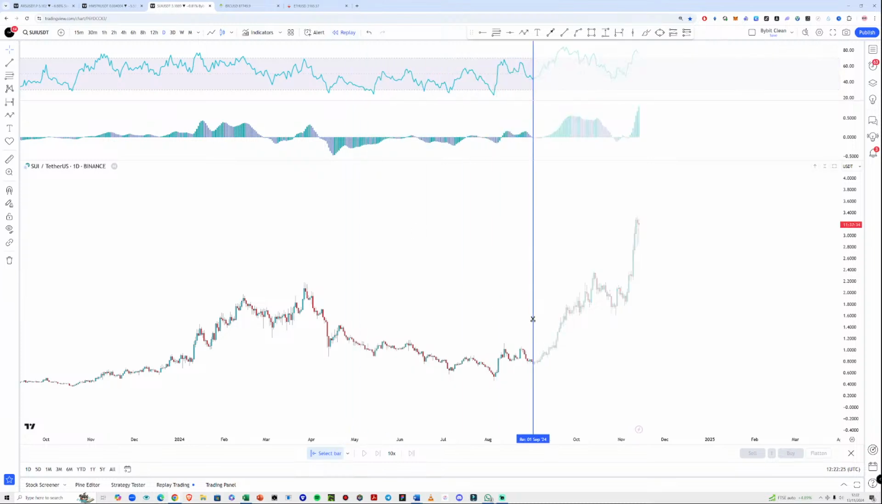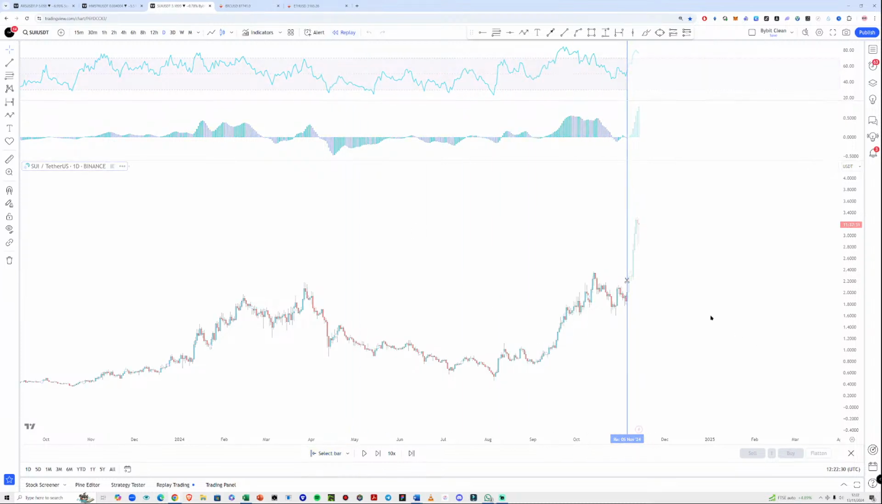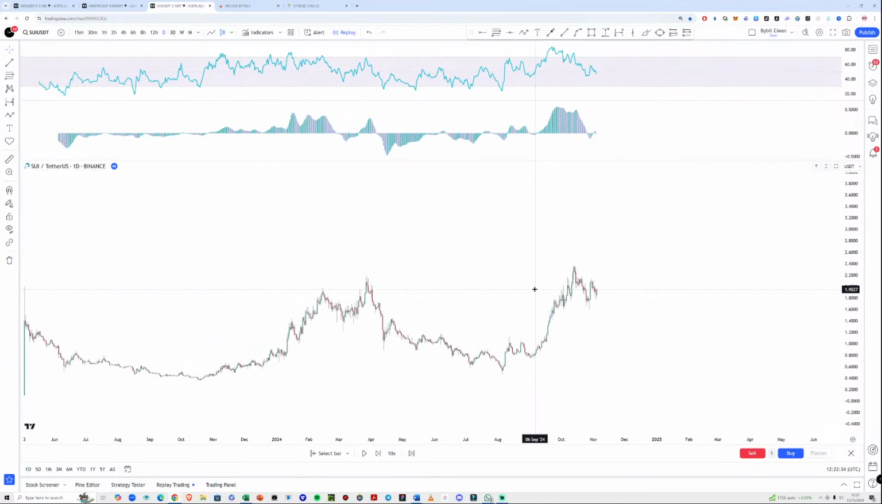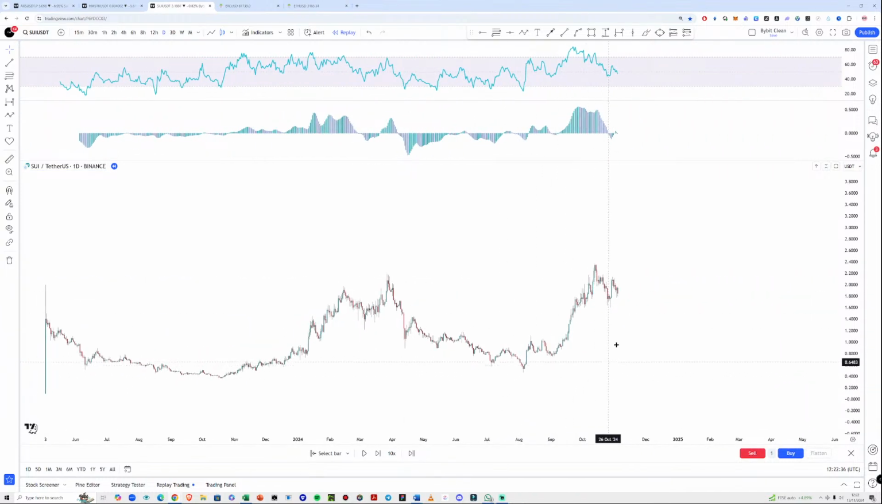Replay. Back to here. So first thing to note, right? Sui, one of the strongest markets. Was very clear from the overlays at the time, right? It was a clear outlier, right?